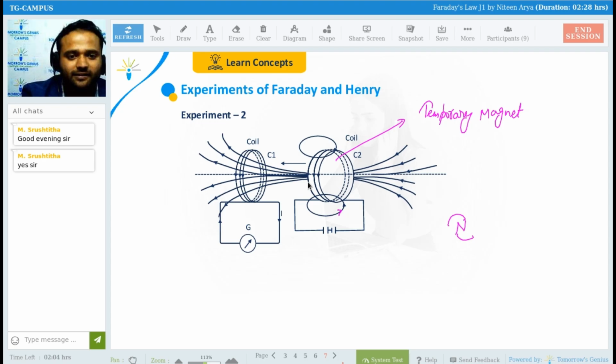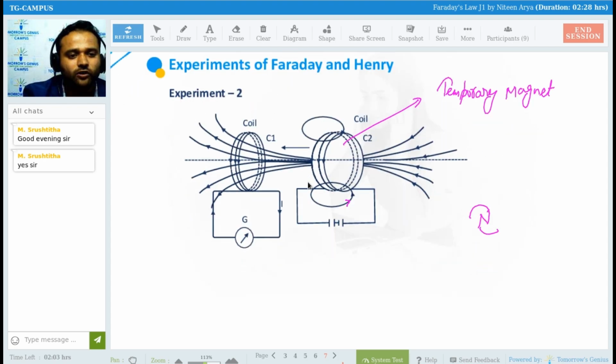How can you get the magnetic field with clockwise and anti-clockwise current? Very simple, with the right hand rule. If the current is clockwise, the magnetic field is downward, and if it is anti-clockwise, the magnetic field is upward. So whenever it is upward, it means north pole.